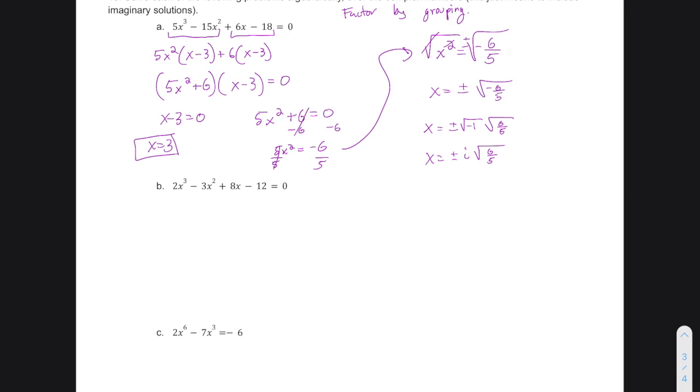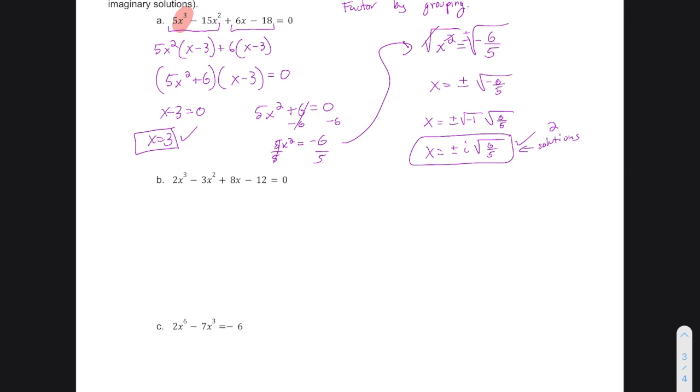So these are our three solutions. We end up with x equals 3, x equals i times the square root of 6/5, and x equals negative i times the square root of 6/5. So this actually accounts for two of our solutions because we have the positive and the negative wrapped up together with that plus or minus. And this makes sense. The fundamental theorem of algebra tells us that with a degree of 3, we should expect to see 3 solutions to our equation when set equal to 0, or 3 x-intercepts.